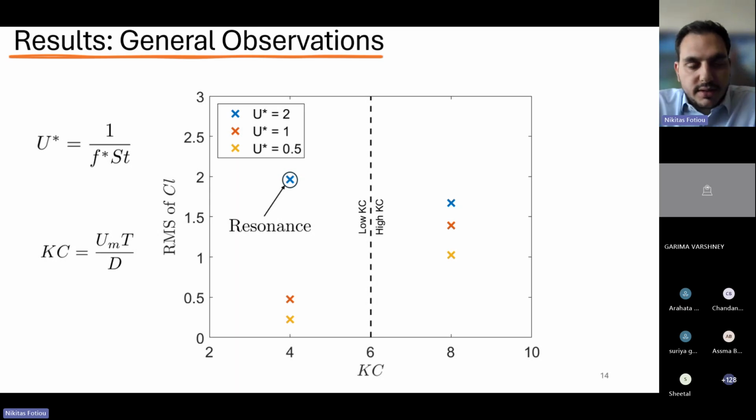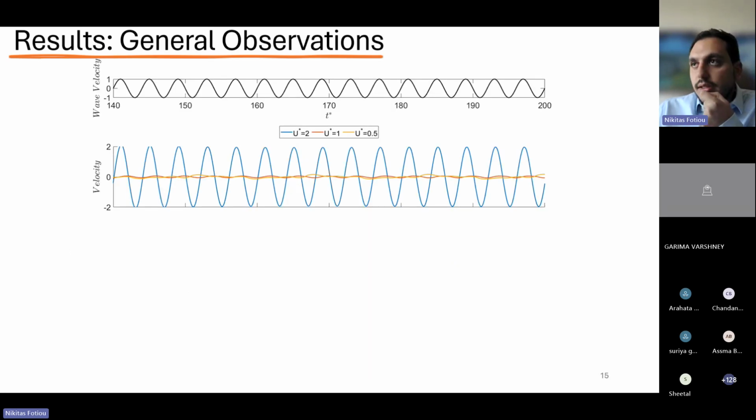So it was generally observed that at high Kc numbers, the lift coefficient and the other coefficients as well, like the drag coefficient, were higher. This was because at high Kc numbers, the period of the wave was large enough for vortex shedding to be developed, increasing the lift and drag coefficients, with one exception, the case with the low Kc number but the reduced frequency of 2, which is shown right here. And this was because resonance was observed in that simulation.